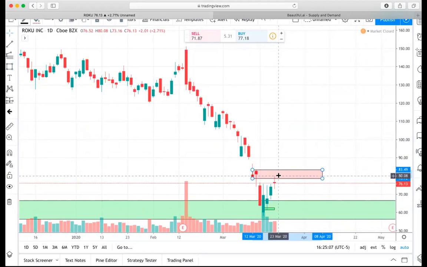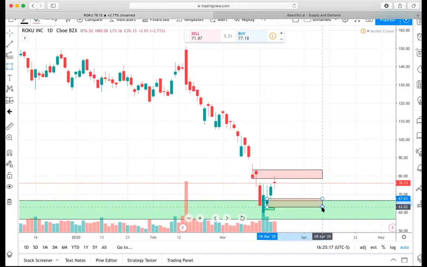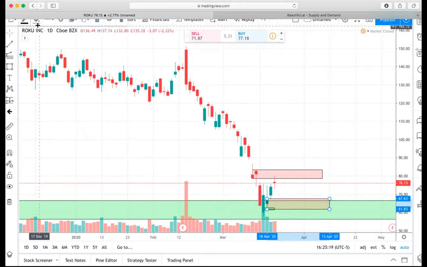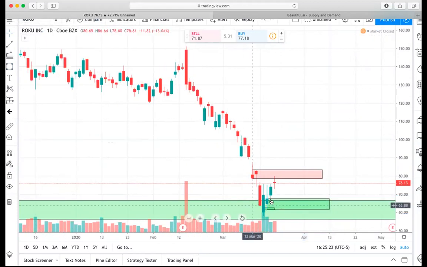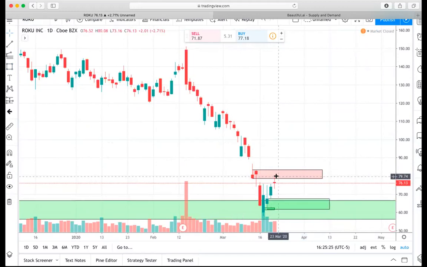So now that that's been used up, it's going to look for demand. Demand has been recreated right here. Rally, base, rally. Test it. That becomes demand. So it comes back down, tests it, goes higher.